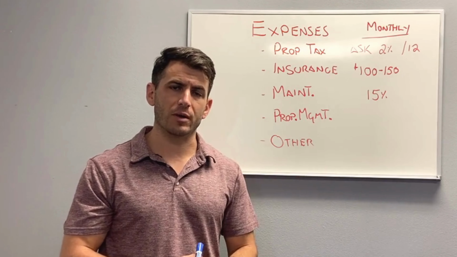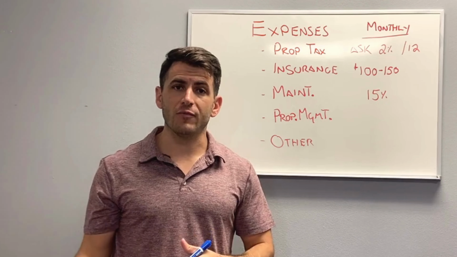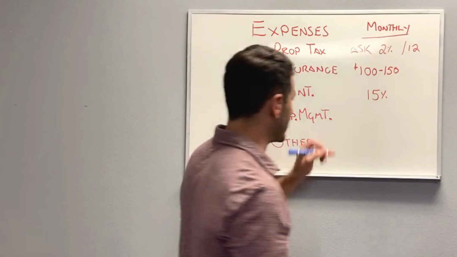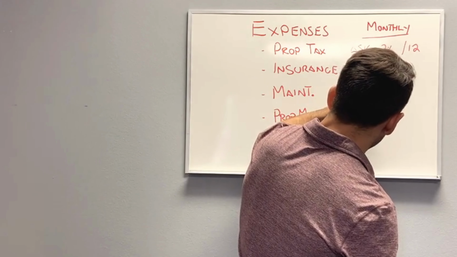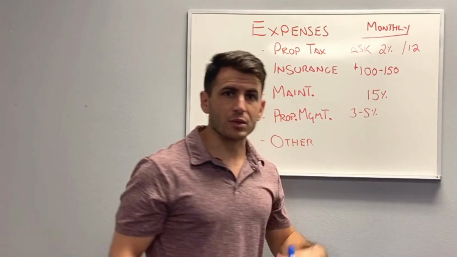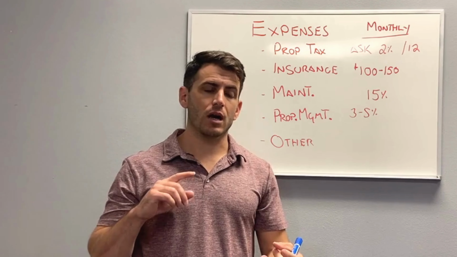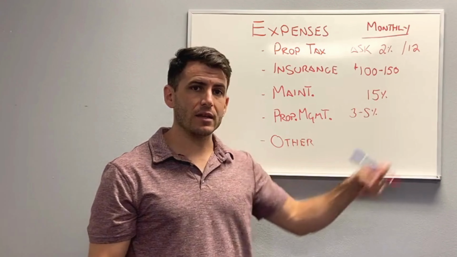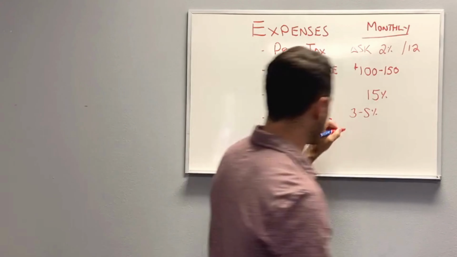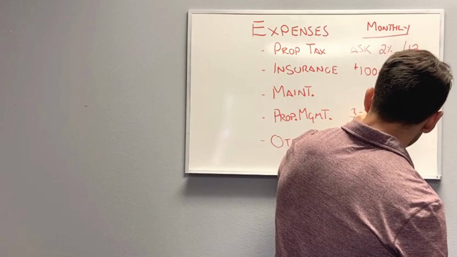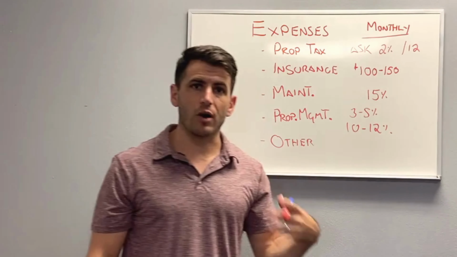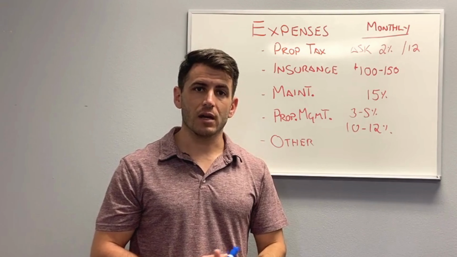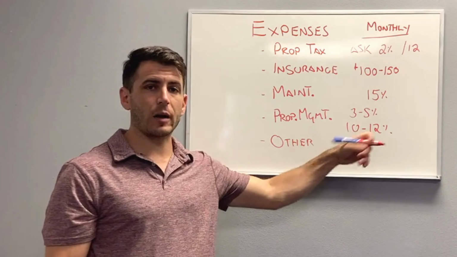Up next, we've got property management. Whether you're self-managing or hiring out a manager, there's going to be expenses. If you're going to self-manage, I usually recommend 3 to 5%. This will cover things like software, legal expenses, bookkeeping, stuff like that. If you're going to hire out a manager, here in Bryan College Station, you're looking at 10 to 12%. Expect it to be closer to the 12% range until you have multiple properties.